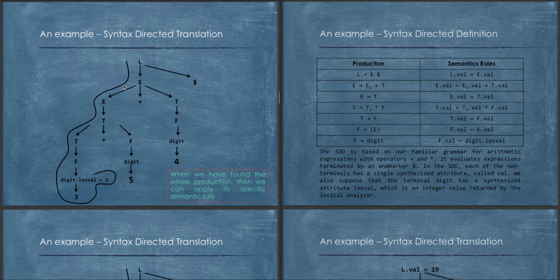Remember, we are doing leftmost derivation, right? So we go on to the leftmost variable here, E to E. Interestingly, E to E plus T, I haven't seen this whole production yet, right? So that's why we cannot apply these semantic rules yet. We can apply it a little later. So let's move on to the next one.